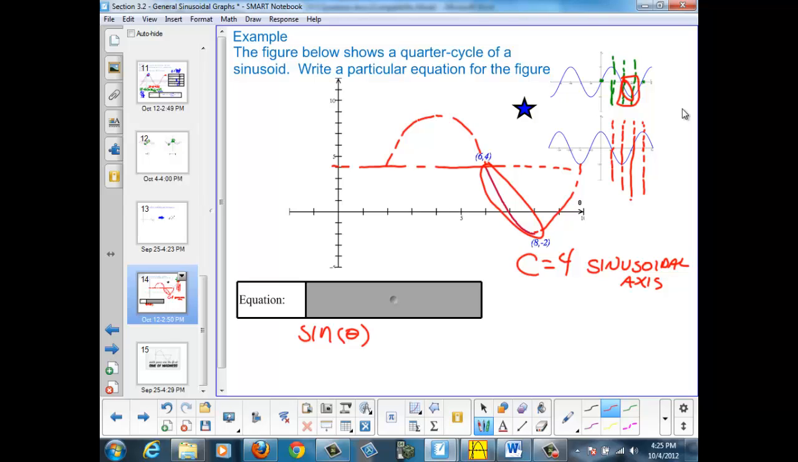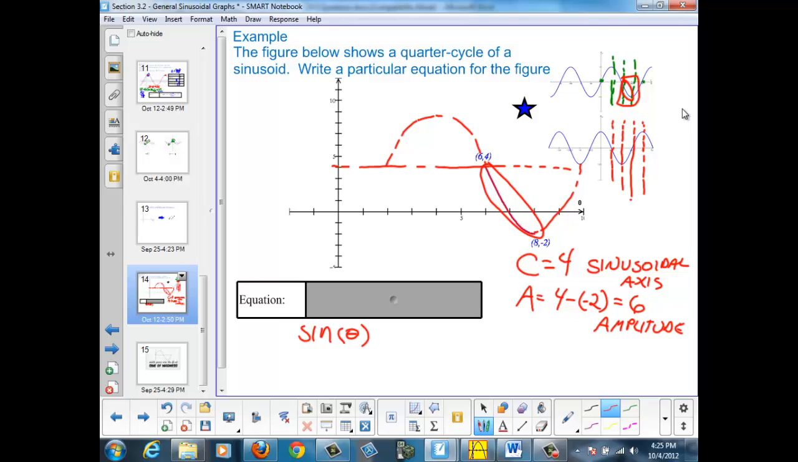Now, the other values we want to work with are the amplitude, the distance above and below the midline. So I can see that since my midline was at 4 and I dropped to -2, then my amplitude will be 4 minus -2, or 6. So I have now dealt with the vertical information, the vertical translation and the vertical dilation. From there, we want to talk about horizontal effects.